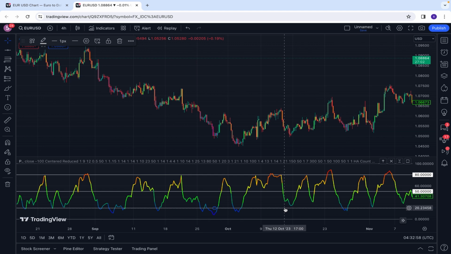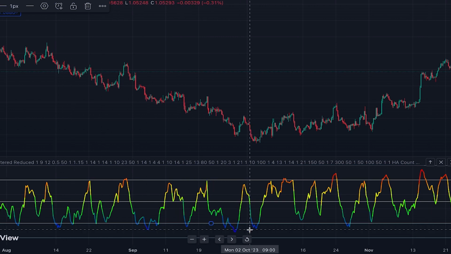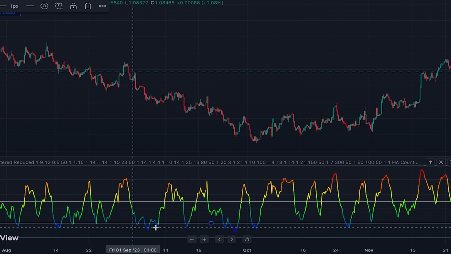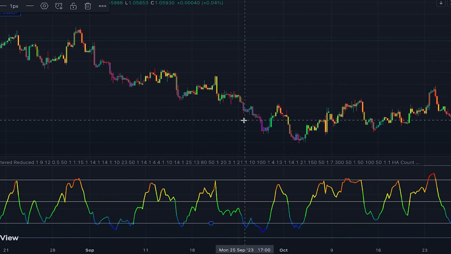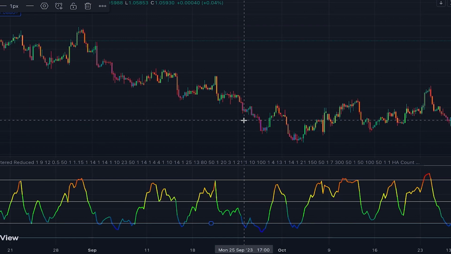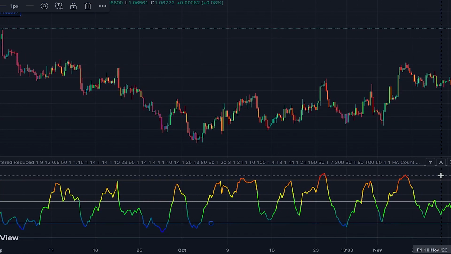As I said, this is a bounded oscillator, so it would be a good choice for identifying overbought and oversold conditions in the market. When the oscillator reaches the 80 level or goes beyond that, it shows overbought, and when the oscillator reaches 20 or goes below that, it shows oversold. The color changing of the indicator, which is also reflected on the candles, can also help us with these overbought and oversold readings. When it becomes blue, it shows oversold, and when it becomes red, it shows overbought.